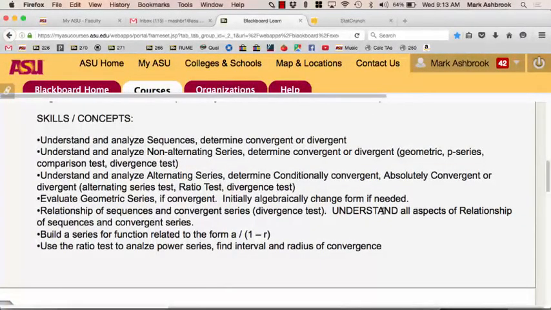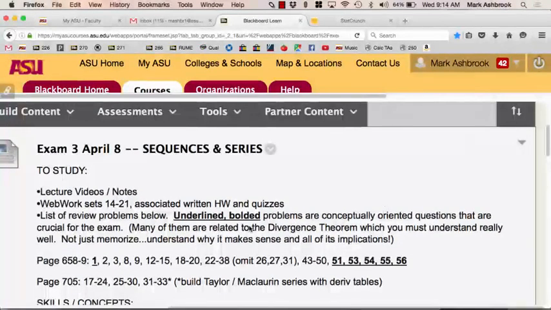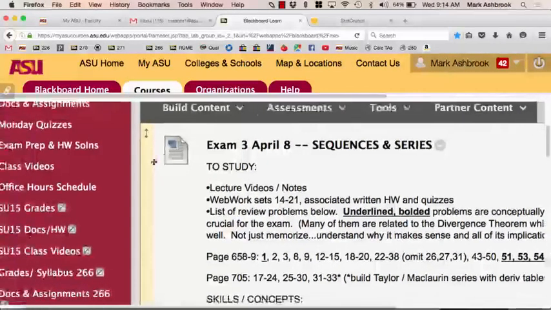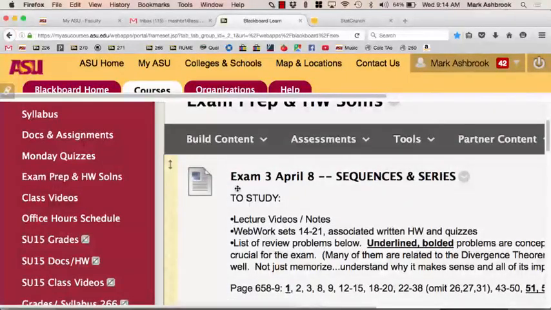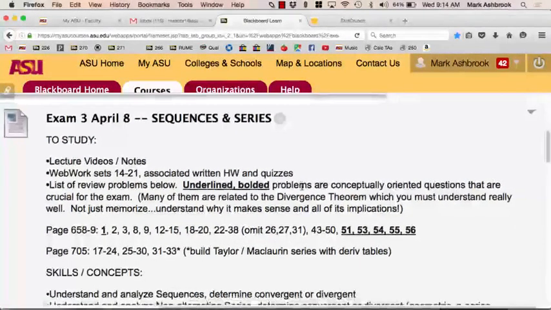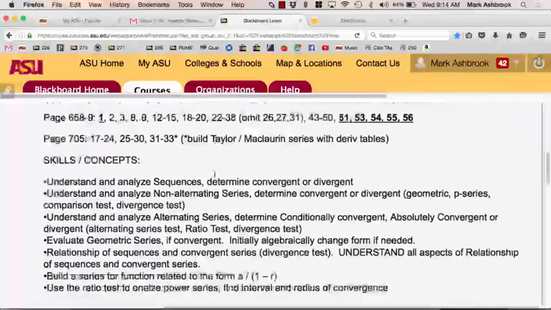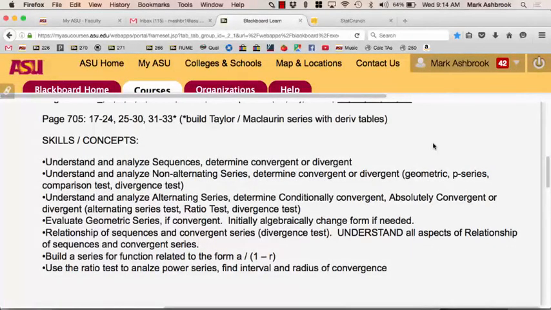Okay, so this is it. This is on Blackboard in that same post, Exam 3, April 8th, in the Exam Prep and Homework Solutions area. You've got the study resources, and now the skills and concepts list. Any questions on any of these? That's the exam. There's nothing on the exam that's not on that list.